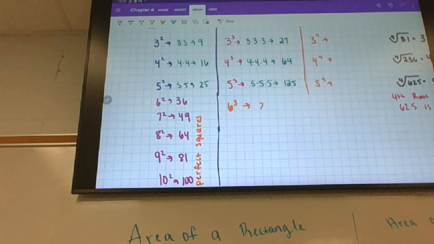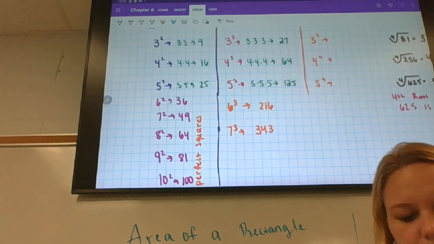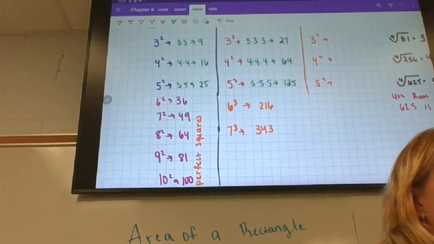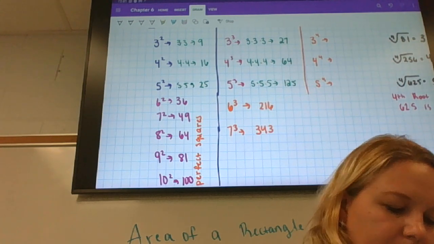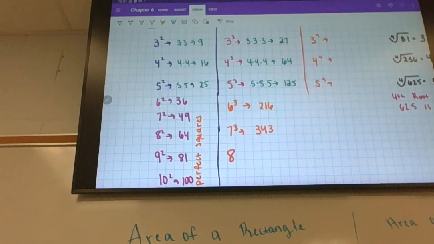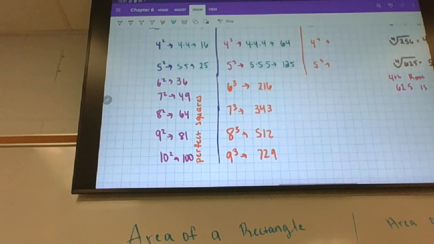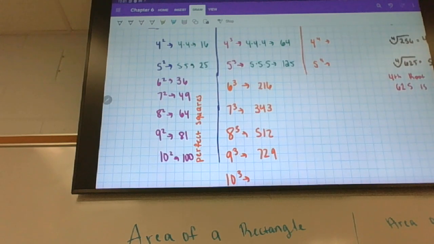6 to the third power is 216. 7 is 343. There's another one that's 243. I think 3 to the fourth is 243. 7 to the third, yeah, 343. 8 to the third, 512. 9 to the third, 729. 10 to the third, 1000. If you just wrote down the first few, that's okay.